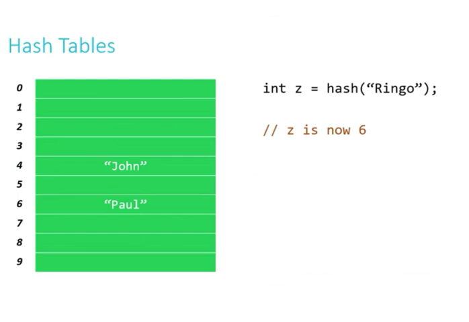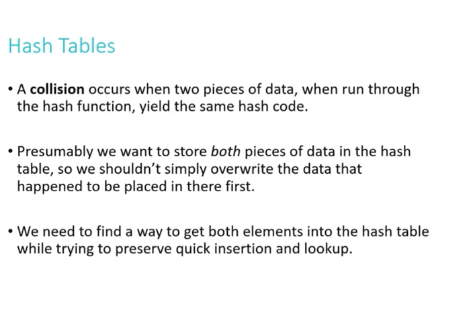I've already got data at array location 6, so it's probably going to be a bit of a problem for me now, right? We call this a collision, and a collision occurs when two pieces of data run through the same hash function yield the same hash code. Presumably, we still want to get both pieces of data into the hash table. Otherwise, we wouldn't be running Ringo arbitrarily through the hash function. We presumably want to get Ringo into that array. How do we do it, though, if he and Paul both yield hash code 6?